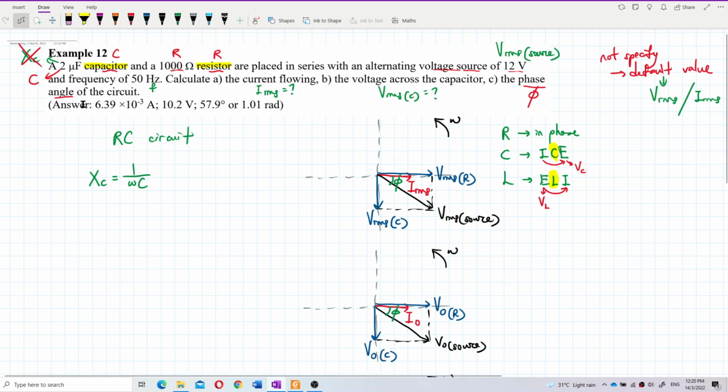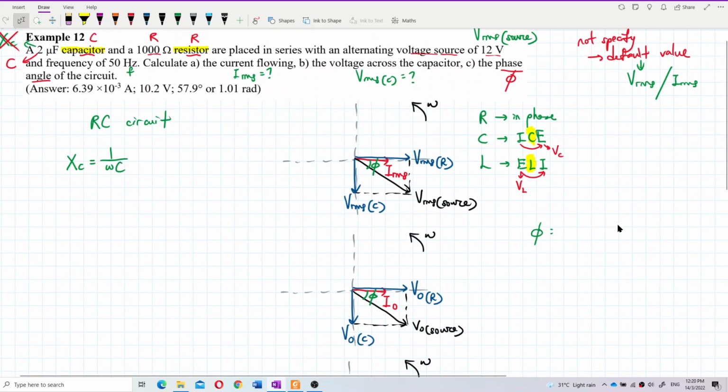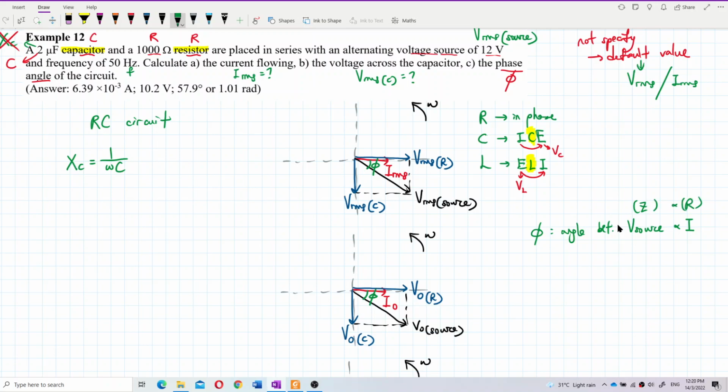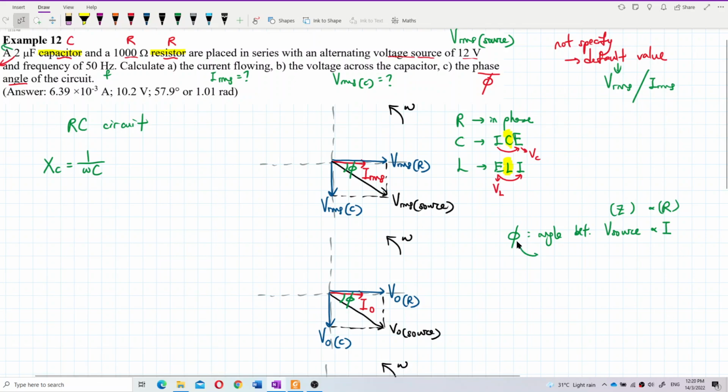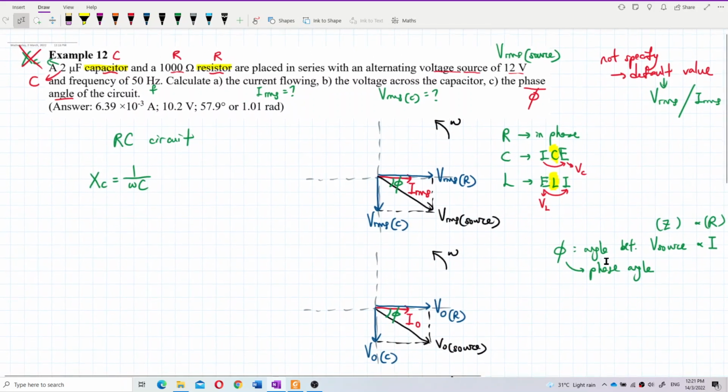And then phase angle is the phi. Phi is the angle between what? Between the V source and current. Understand? Or you can say between Z and R, because R is in phase with current. So that is what we call phase angle. Phi is the angle between V source and current.